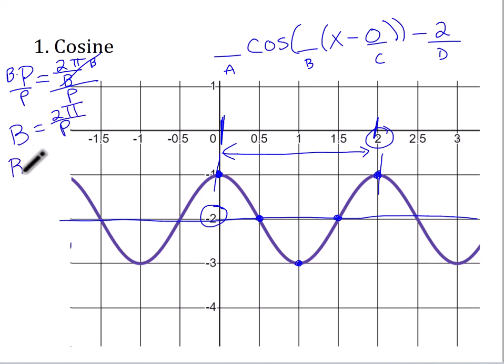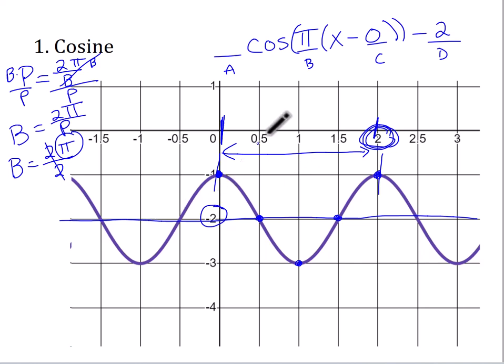And so if we're trying to solve for b, 2 pi divided by the period here, which is 2, divided by 2 is going to give us pi. And so the b value needs to be pi in this situation because of the period, because of the length of one full complete cycle.